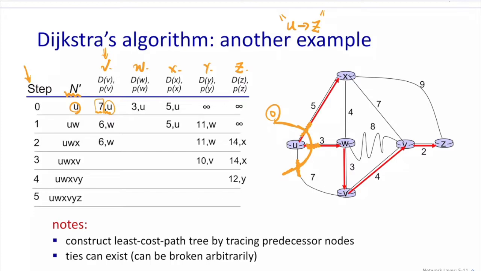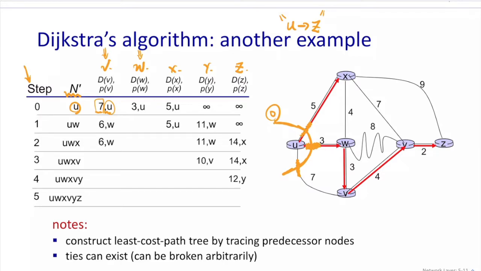To V. Okay, so 7U means I can cross this boundary through U, and the cost is 7, and I can reach V. Okay, so next, this one, that means W. Could you cross this boundary to W? The answer is yes, because you can cross this boundary through this link.